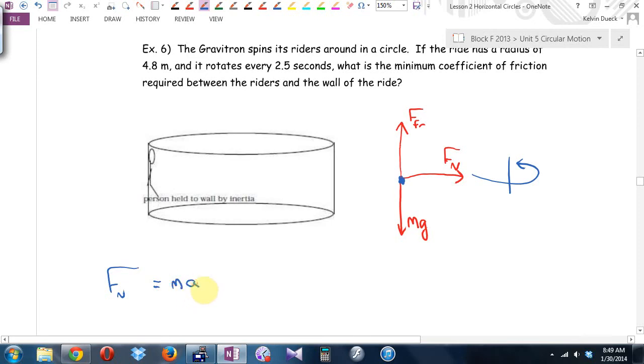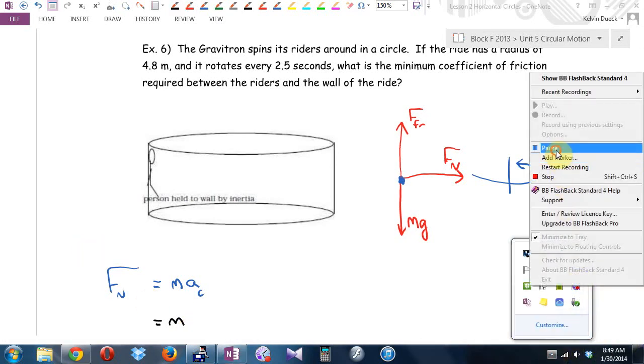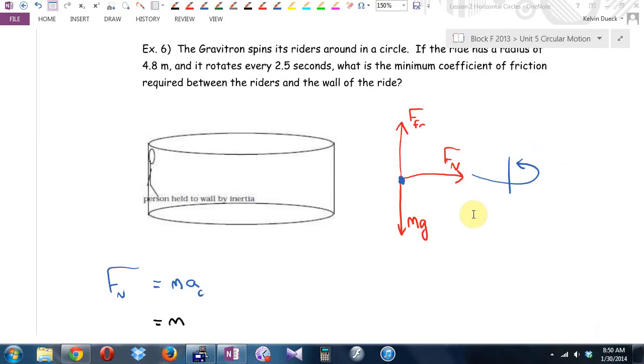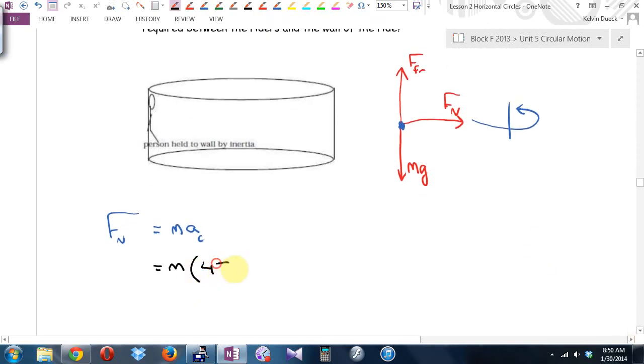What path is this person tracing out? I'm not putting vf minus vi over t or any other expression for acceleration there. This is going to be mass times the circular acceleration. Which version of the circular acceleration do I want to use? Look at the information they gave you, and you should be able to figure out which is the best one, because there are two equations for circular acceleration. Which version do I want to use? The one with period in it, because they gave me the period. So that one was 4 pi squared r over t squared.